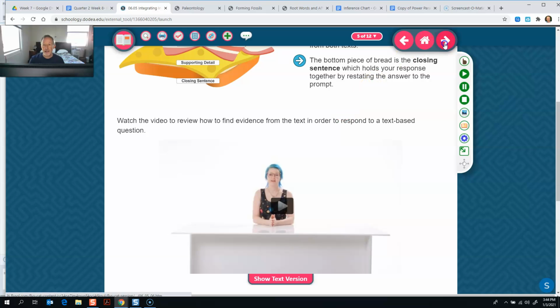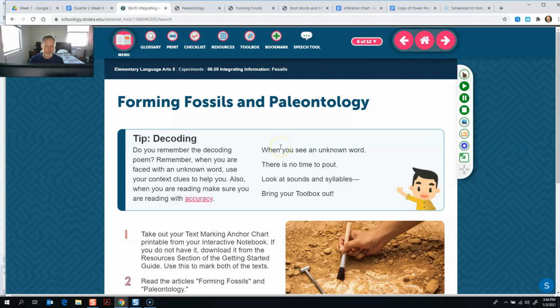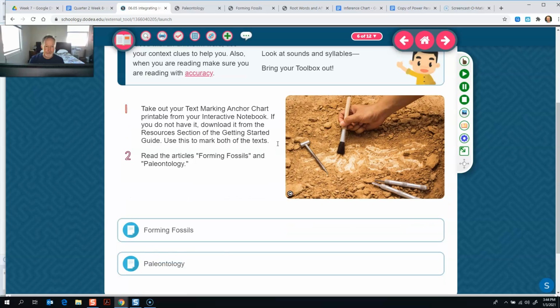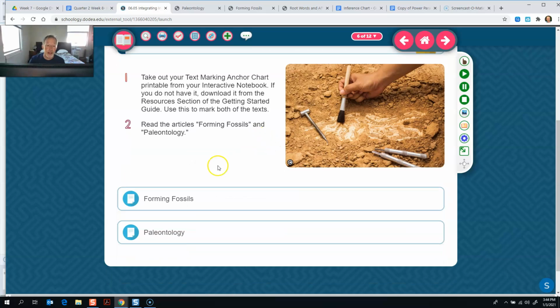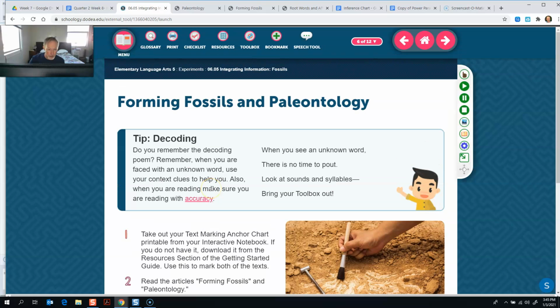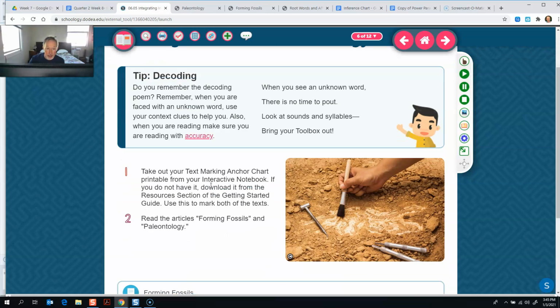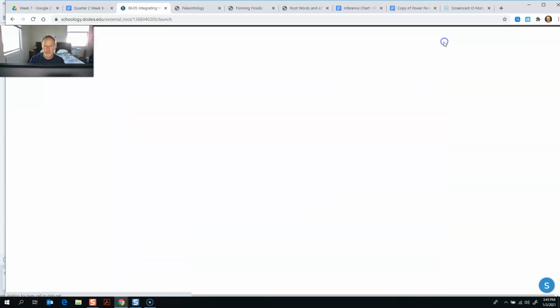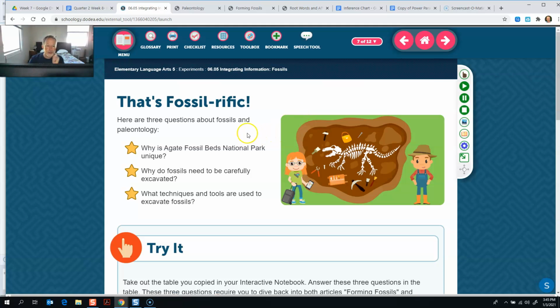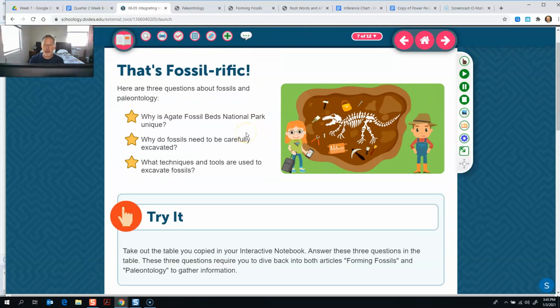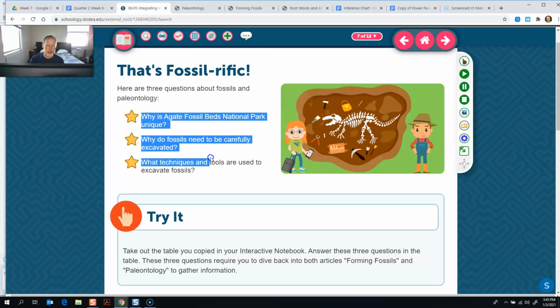On your next slide right here, they've got two different texts for you. And then they also have a question for you on the next page. I don't know why they put the questions on the next page, so you're going to look at the questions first, guys. I don't know why they did that. You've got three different questions right here.